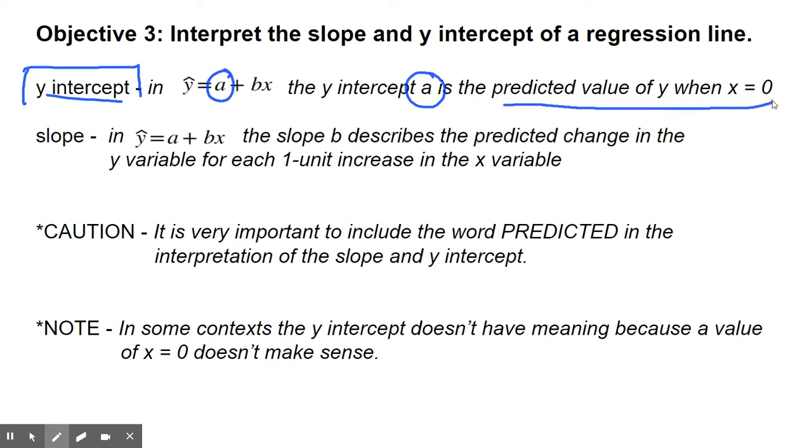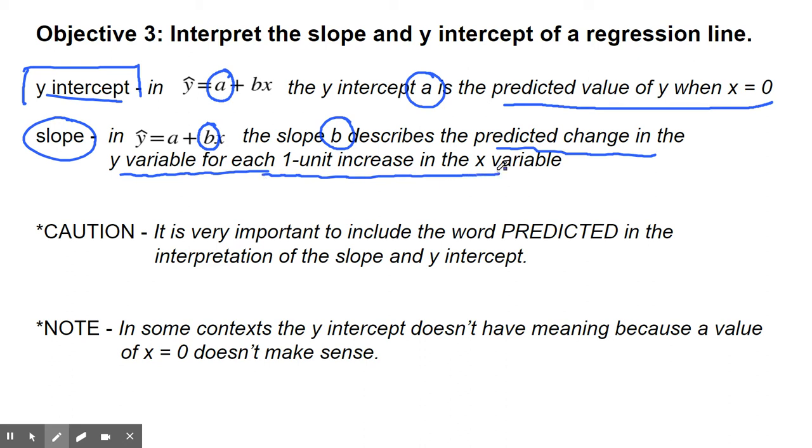And again, think about where the y-intercept goes. It's on the y-axis where x is 0. Okay. The slope then is the b in the formula. It's the b. And again, it describes the predicted change in y for each 1 unit increase in x. And that's exactly how we're going to interpret it, as you see in the next example.